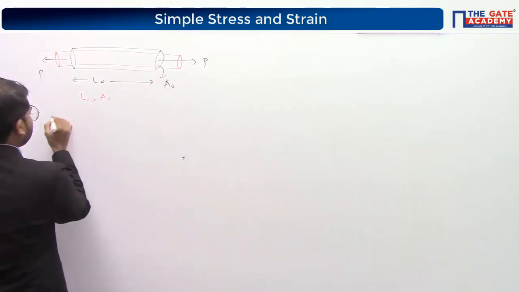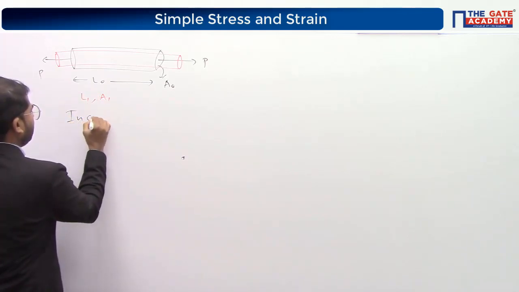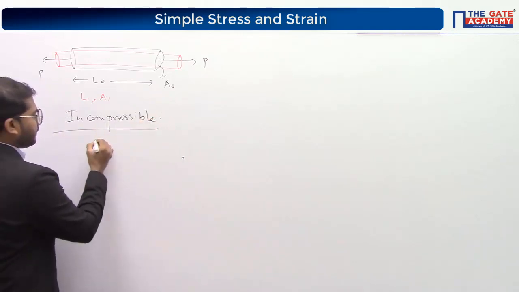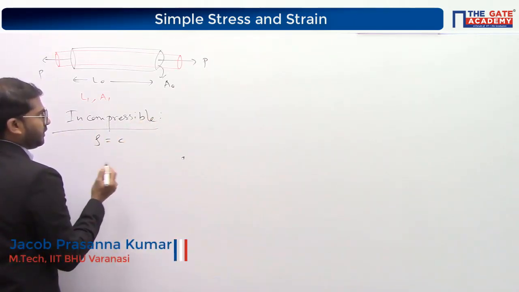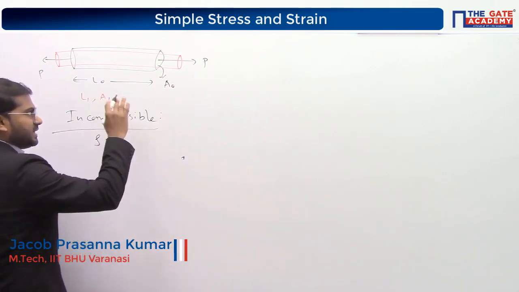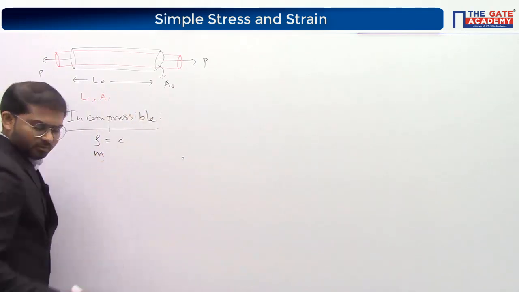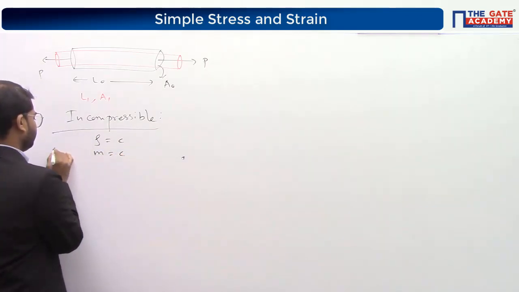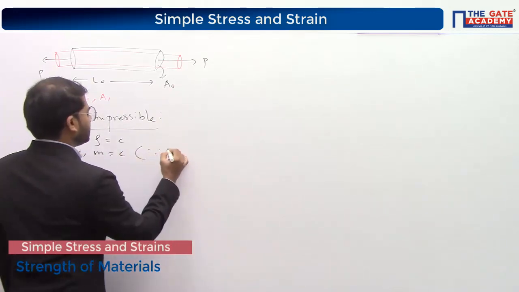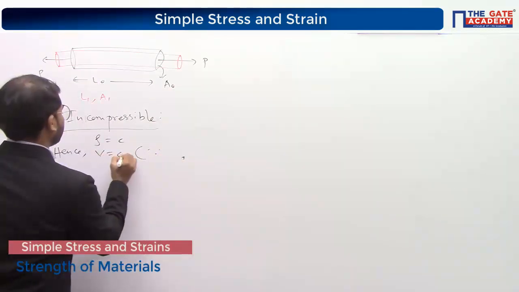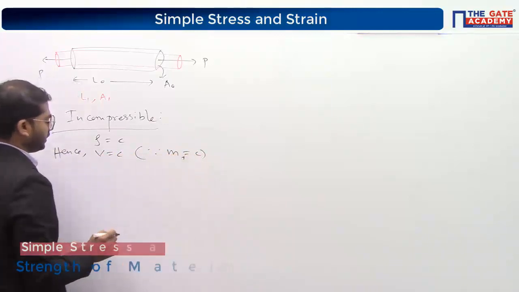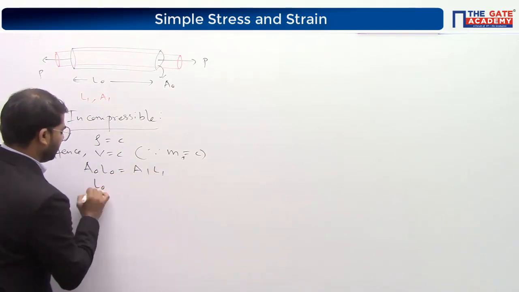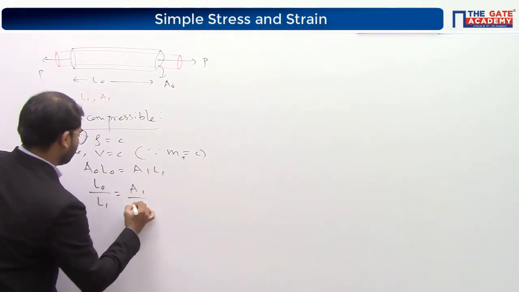So I'm going with the condition that the member is an incompressible material. If it is an incompressible material, density will remain constant before application of load and after application of load. If density and mass are constant, we can expect volume also to remain constant. So volume is constant means A0 L0 is equal to A1 L1. This gives us L0 by L1 is equal to A1 by A0.